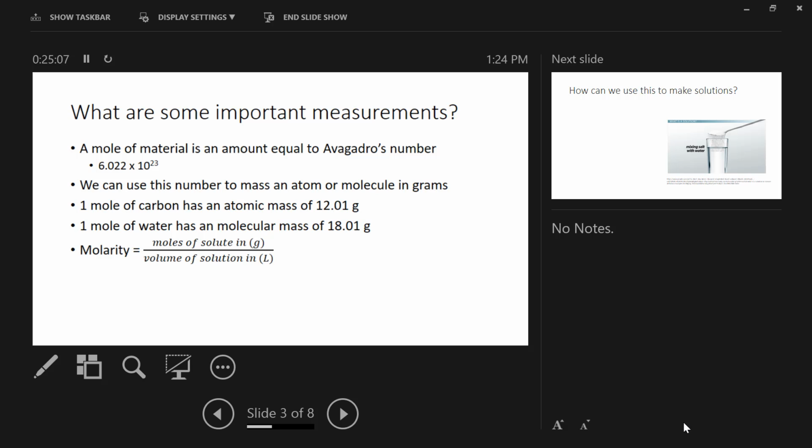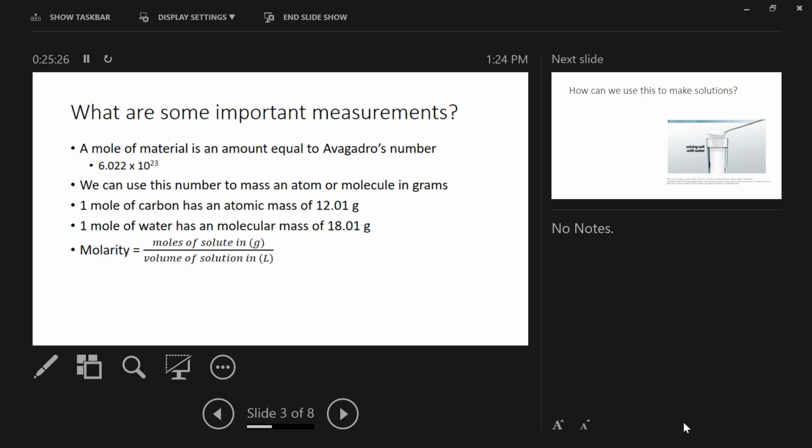Molarity is equal to the number of moles of solute. We've seen this term before on our previous slide. Don't worry, I didn't have you look it up on the previous slide. We'll look it up this time.